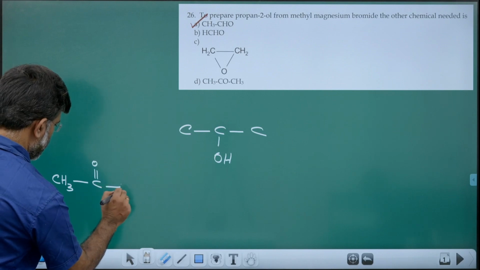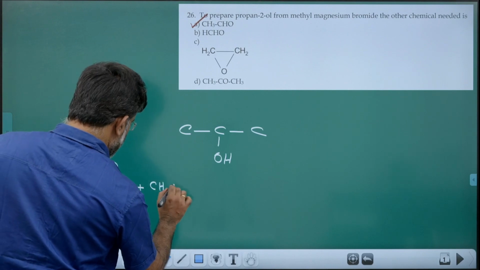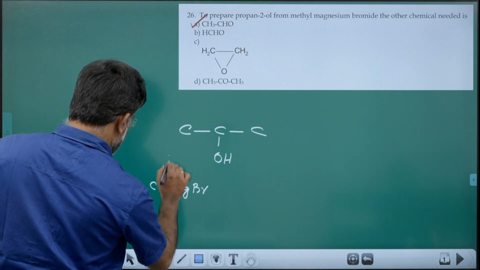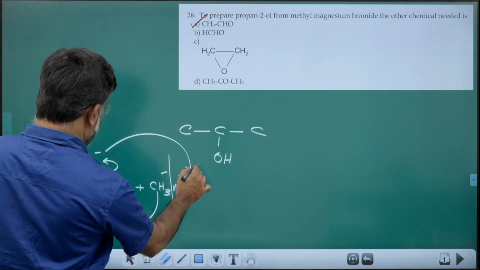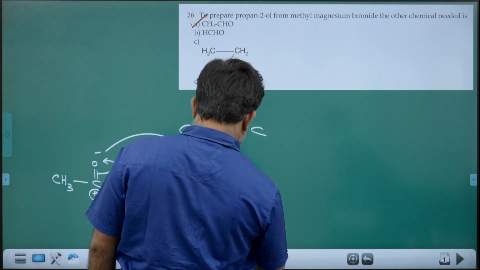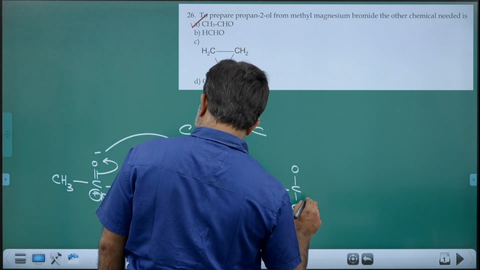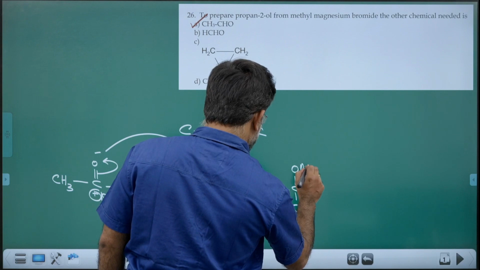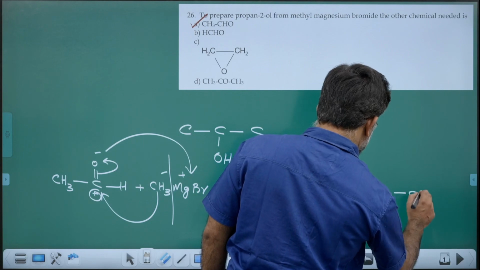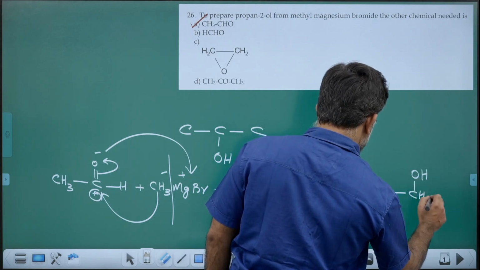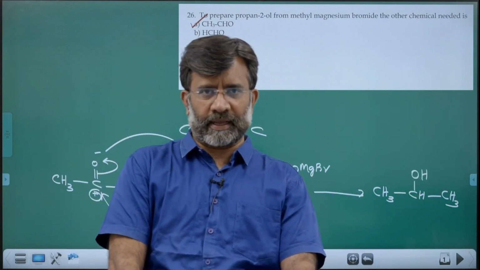CH3CHO, polarizing as minus and plus, plus CH3MgBr, polarizing as plus and minus. The minus is going to come here and attack here. You get the addition product, CH3CH(CH3)OMgBr, which upon hydrolysis, the O minus becomes OH, giving CH3CH(OH)CH3. This is the reaction.